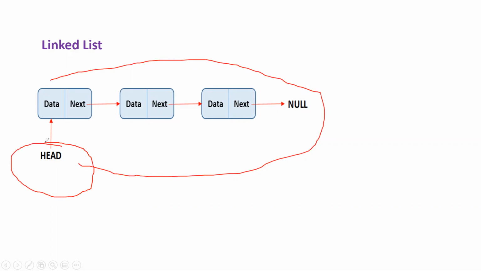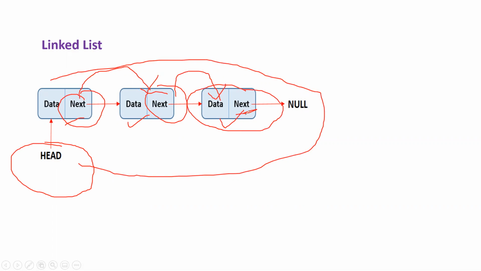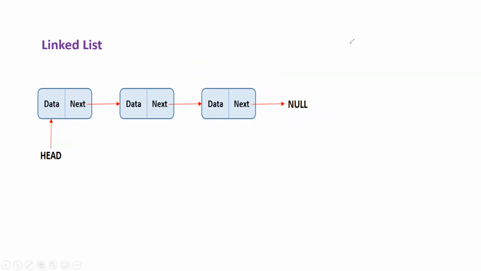head is the starting pointer and each and every node is connected using a single link by using the concept of pointers. Every node's next part, or the address part, will hold the address of the next node, and the last node's address part will be null. In this way the single linked list nodes will be arranged, and we have seen the insertion operation in our previous video. Now today we are going to see the deletion operation.